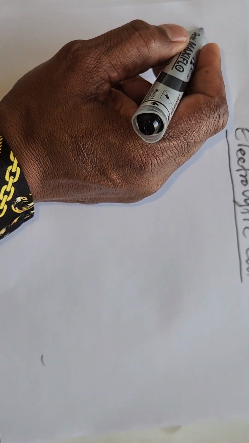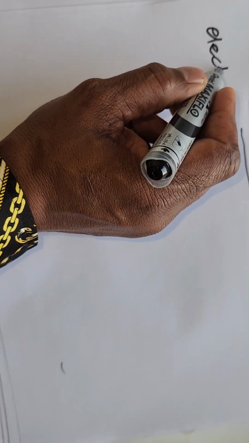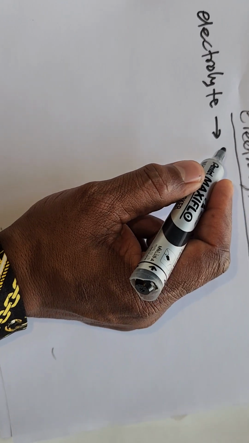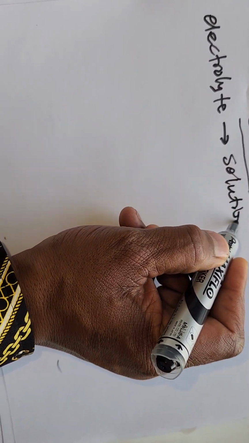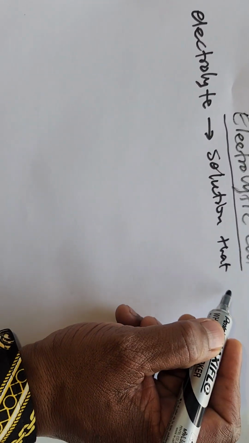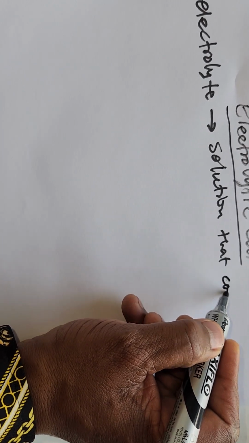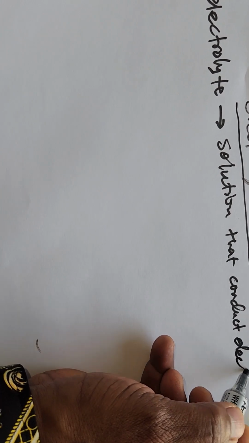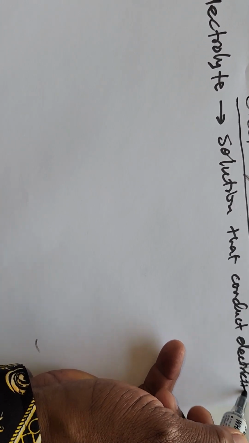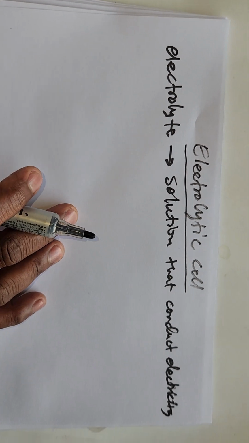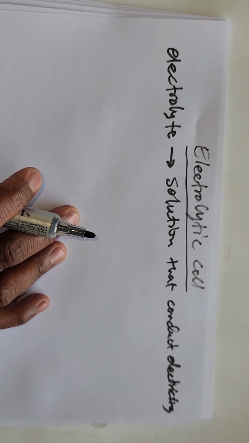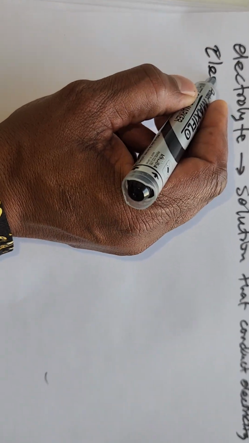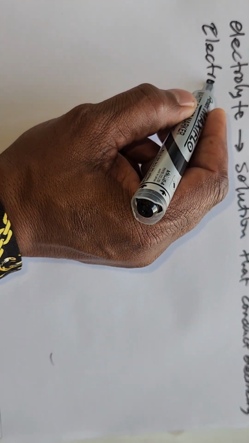The first one is electrolyte. In both galvanic and electrolytic cells, we'll be using an electrolyte. An electrolyte is a solution that conducts electricity through free moving ions. And again, there will be another term, which is electrolytic cell.